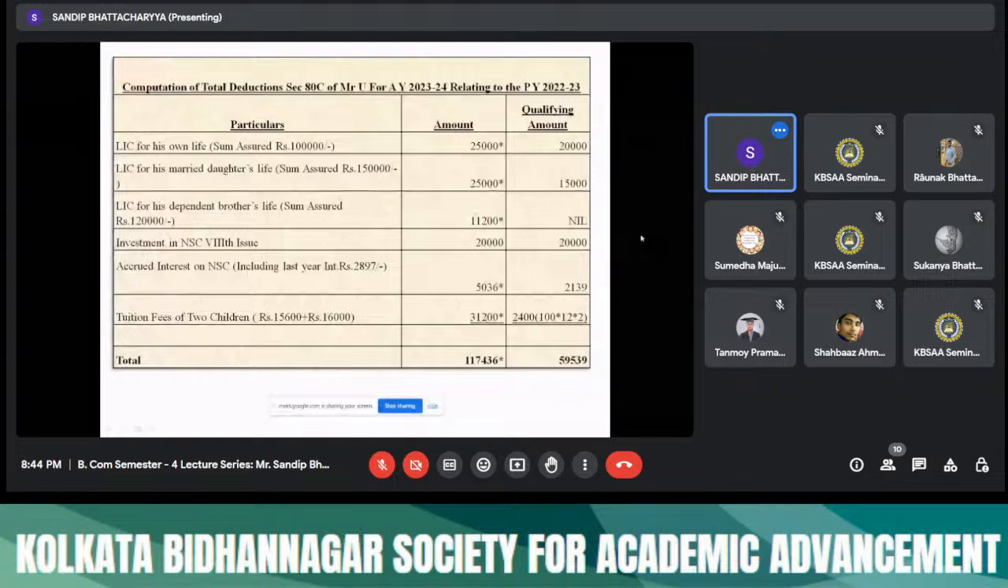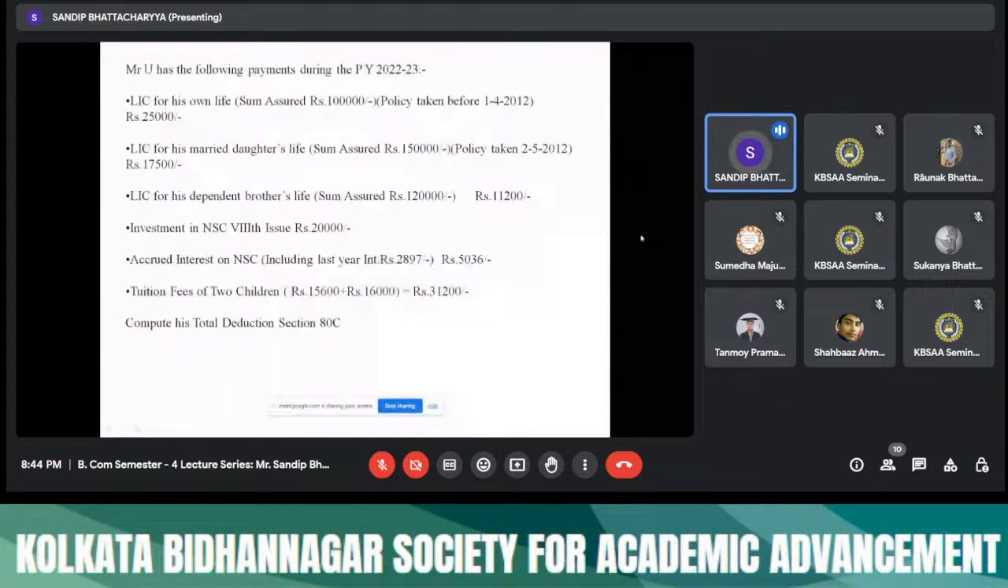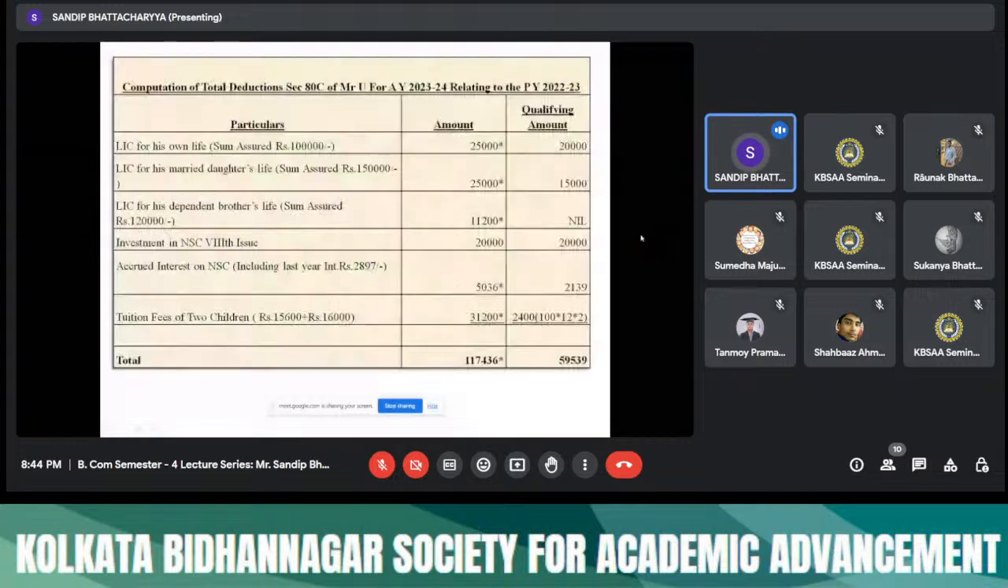But see in this question, accrued interest in NSC including last year is 2897. So what is my total this year? I received a total of 5036, of which last year I have already claimed 2897. So 5036 minus 2897, that is, I am supposed to claim 2139.